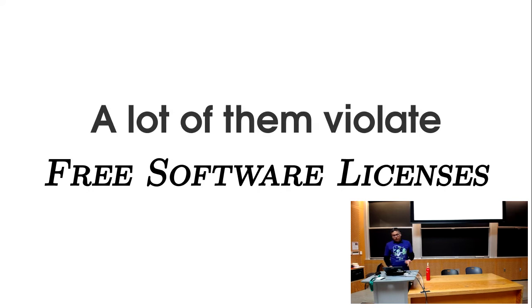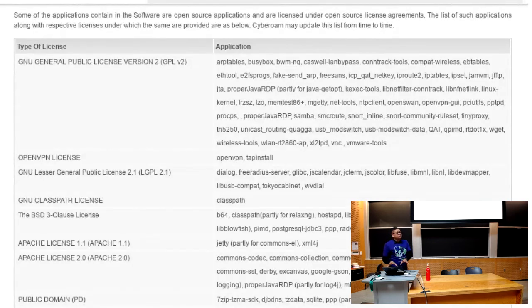So a lot of them violate free software licenses, and this is again a screen grab from the same end user license agreement which we saw in the previous slide. This particular company was considered a GPL violator for a very long time, and once they were acquired by another company, they included all this information in the end user license agreement. I haven't bought any product from them, so I do not know whether they provide the source code, but you can see what free software they're using in their firmware.